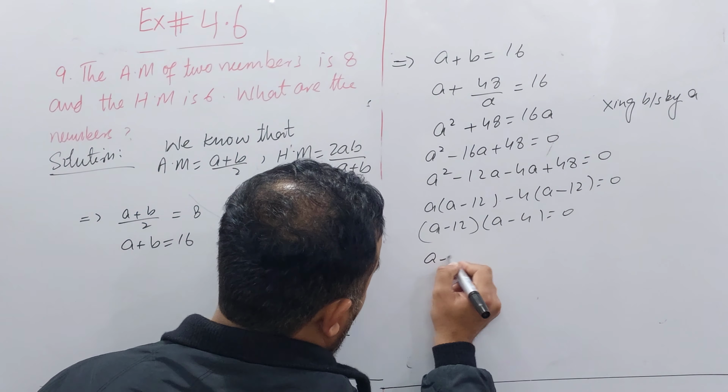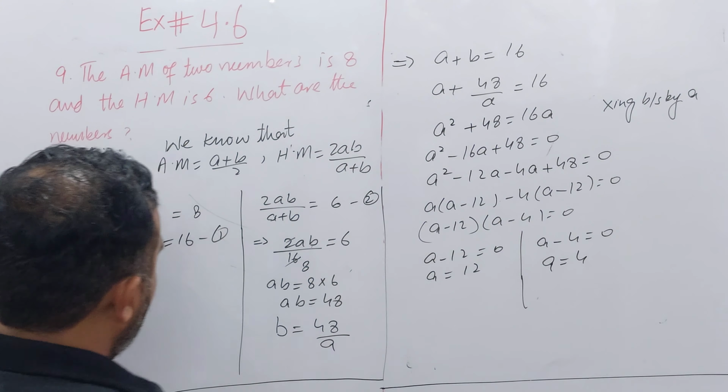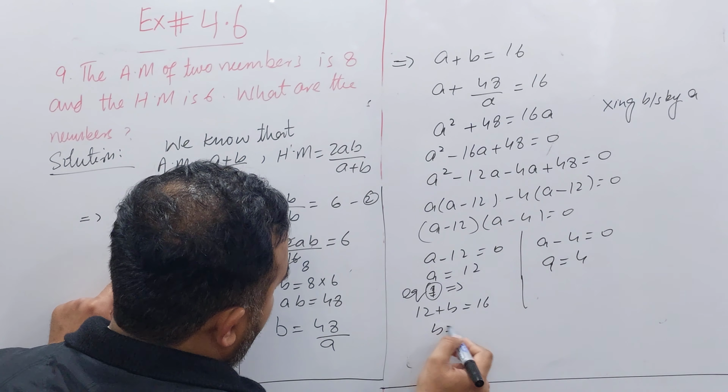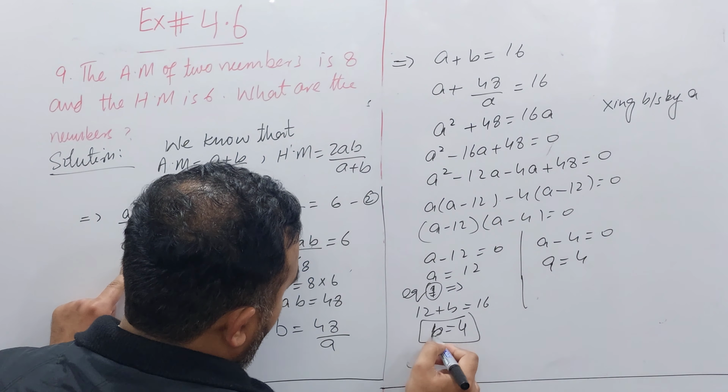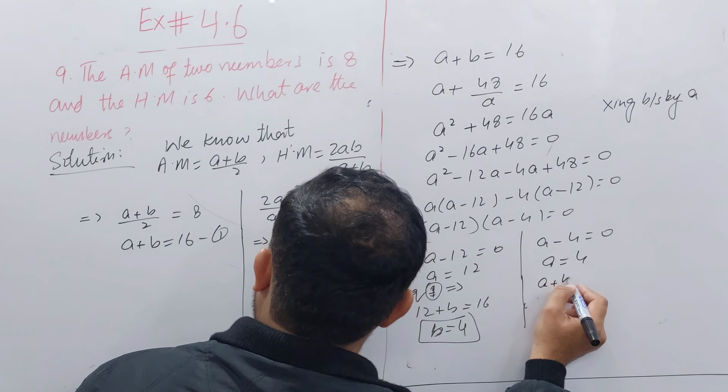Then a is equal to 12, and a is equal to 4. If we put that value of a in the first equation, this is equation 1, and you can write this as equation 2. If we put the value of a in equation 1, then a is equal to 12, so 12 plus b is equal to 16, then b is equal to 4. If a is equal to 4, then a plus b is equal to 16 will give us 4 plus b is equal to 16. That would make b is equal to 12.